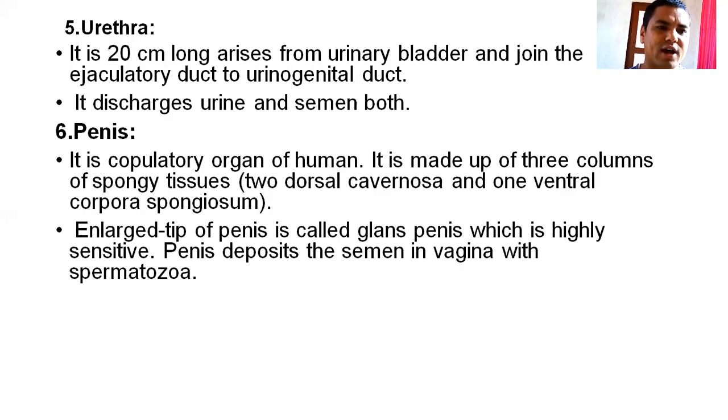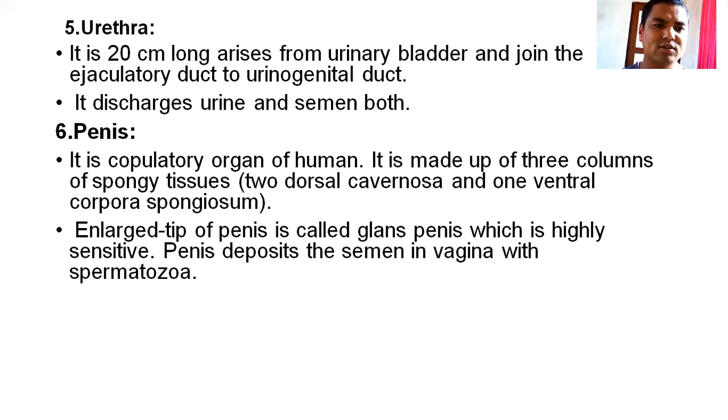Now, the urethra. The urethra is a 20 centimeter long tube that arises from the urinary bladder, and it joins the ejaculatory duct to form the urinogenital duct. The urinogenital duct carries the urine as well as the semen or the sperm. So it is called the urinogenital duct. The urethra discharges both the urine and the semen.